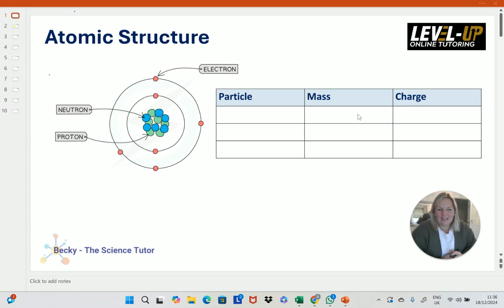We're going to have a look today at atomic structure and electron structure. So we're going to look at the fundamentals, the basics of chemistry that everything builds upon.